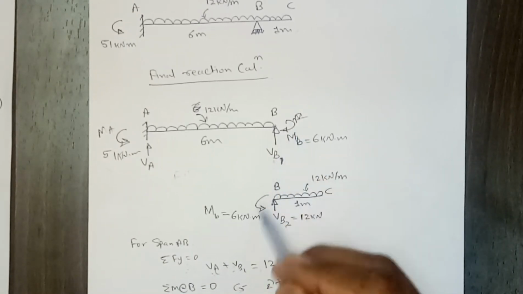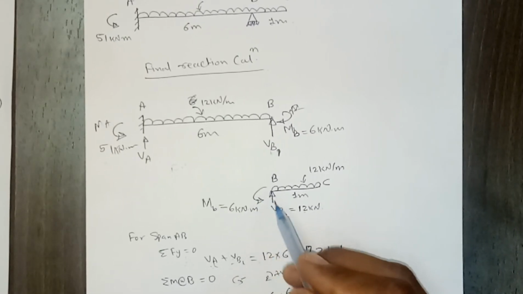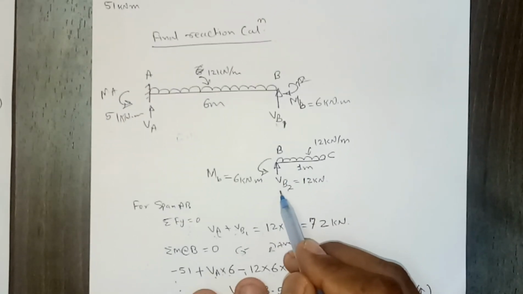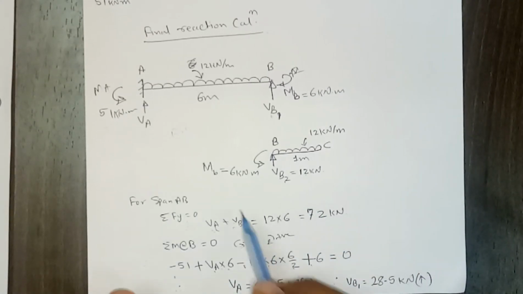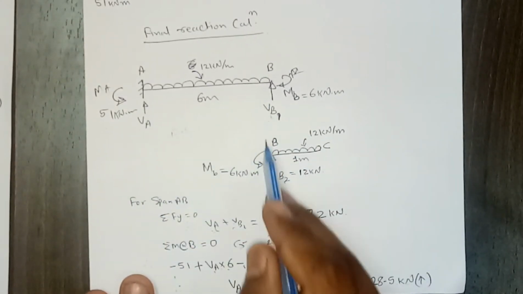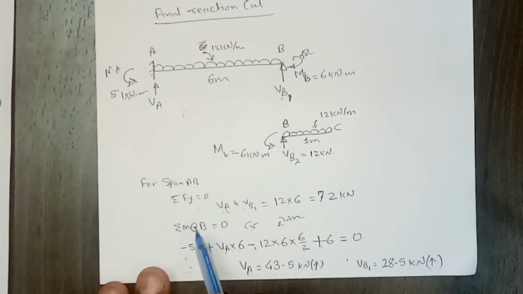This moment will always be the same since it is a continuous beam, right? So this moment, and the vertical reaction here is VB2. Now using conditions of equilibrium for this span, we can easily calculate this vertical reaction, and this moment is already known.